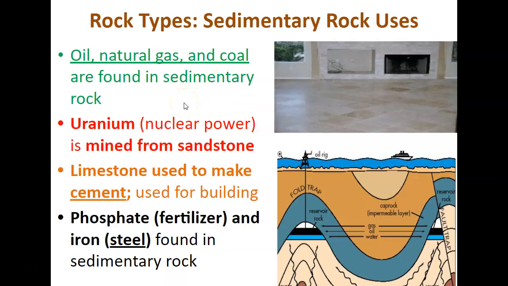So what do we use sedimentary rock for? We use it for oil, natural gas, coal, uranium that fuels our power plants, limestone that we use for cement, phosphate, fertilizer, and iron and steel.